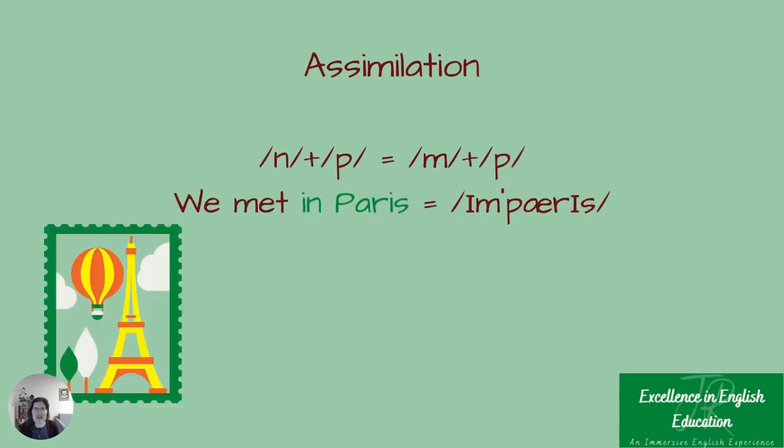Okay, and my last example for you today is when we've got an n followed by a p. The n changes to an m. "We met in Paris." Because the n in Paris, again, it's two very different mouth shapes. So, "in Paris, we met in Paris." You try: "We met in Paris." Again, try in slow motion. "We met in Paris."